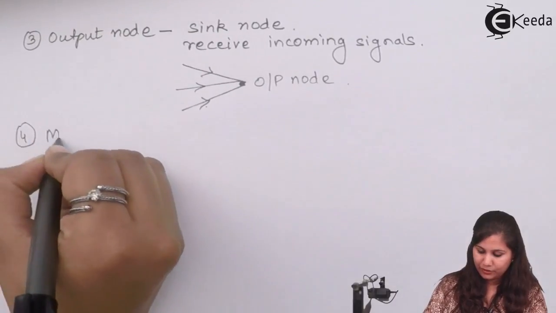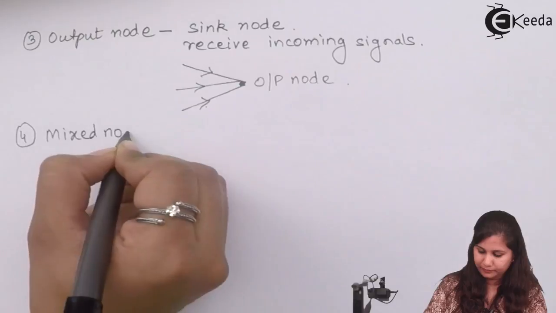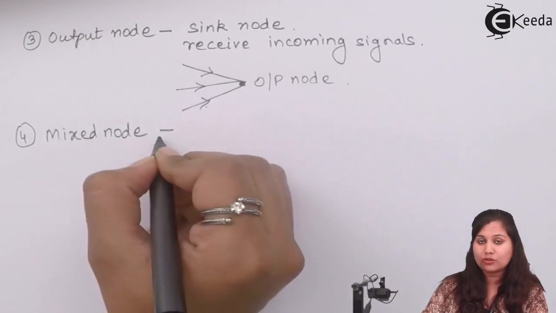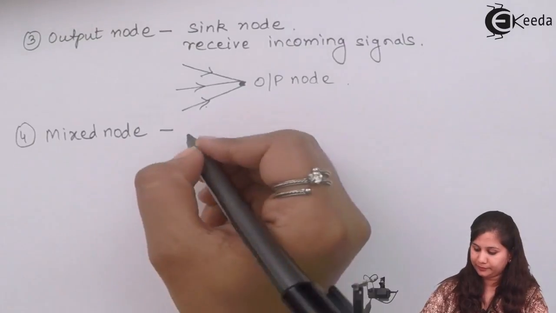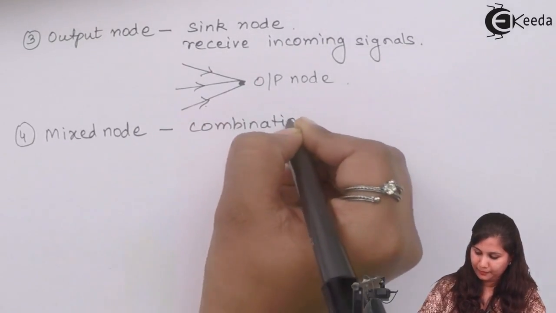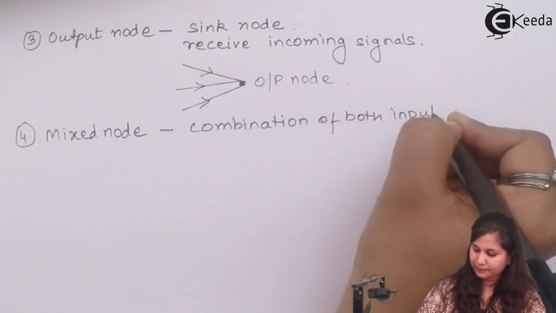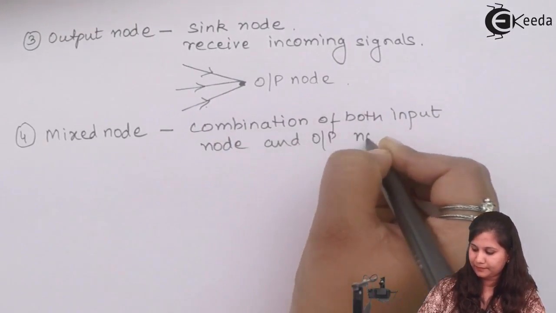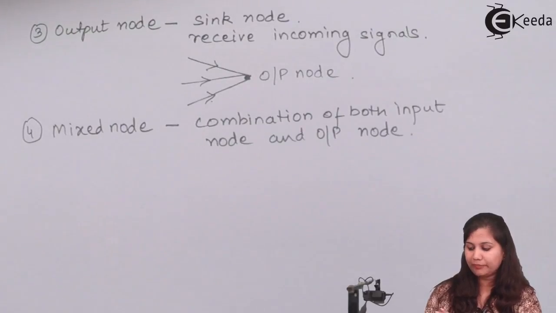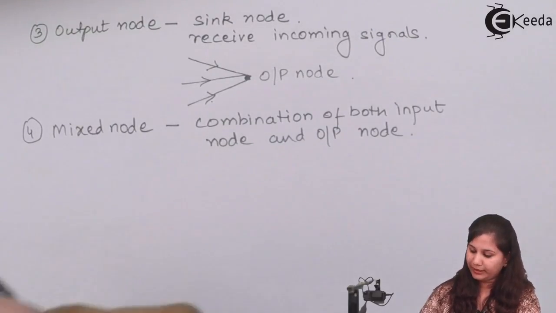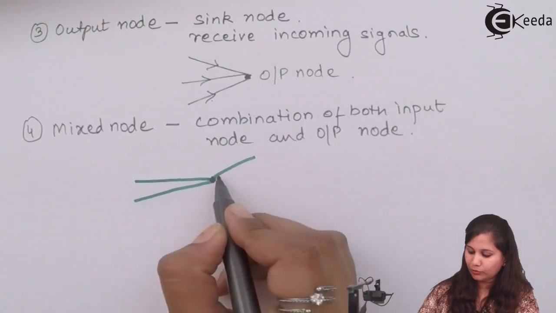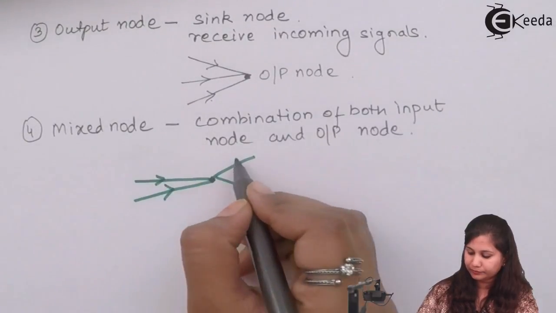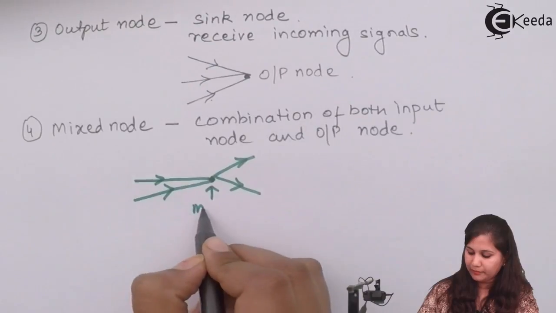Then we have the mixed node. A mixed node is a combination of input node and output node, which means it has both incoming and outgoing signals. If we represent it, suppose this is a node, it has incoming branches and also outgoing branches. So this node will be called a mixed node.